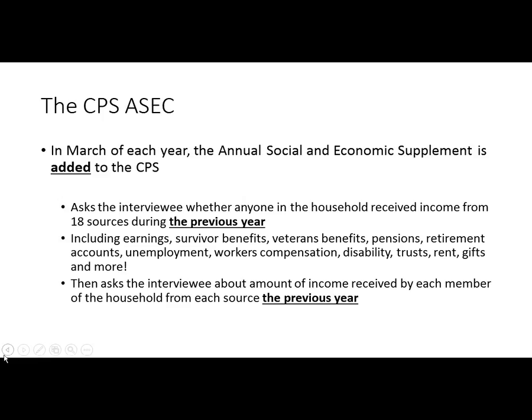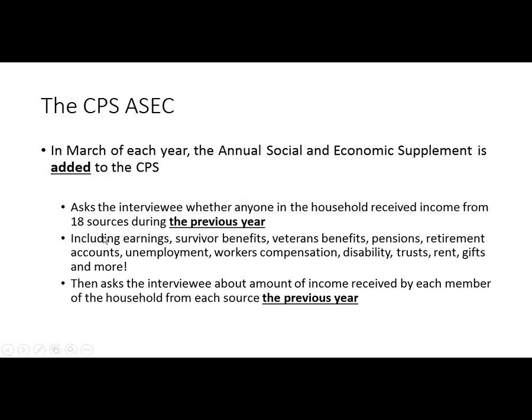The interviewer in the ASEC portion of the interview asks whether anyone in the household received income from about 18 different sources, and they ask this question about the previous year. So if you were sampled in March of 2016, the interviewer would have asked you, did anyone in this household receive income from source A during the year 2015? And then the interviewer would go through source B, source C, source D.